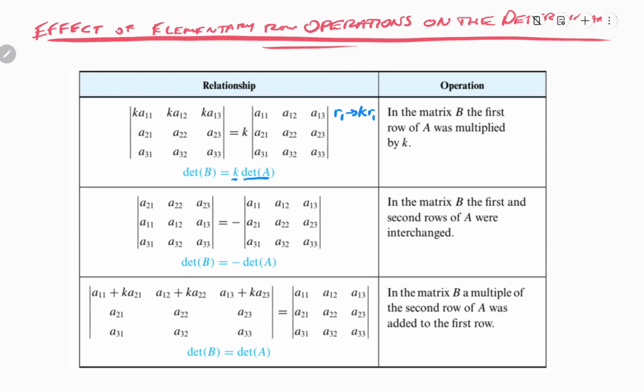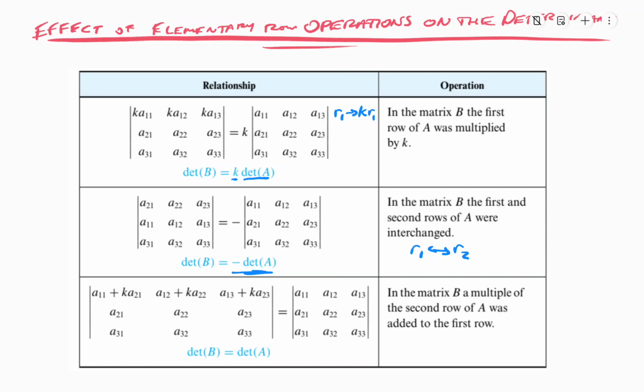So in this one, we have a row switch. Here, row 1 went to row 2. And every time that we switch a row in a matrix, the determinant of that matrix has a switch in the sign.